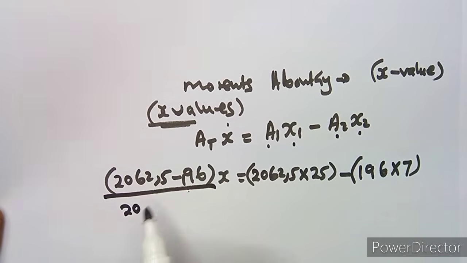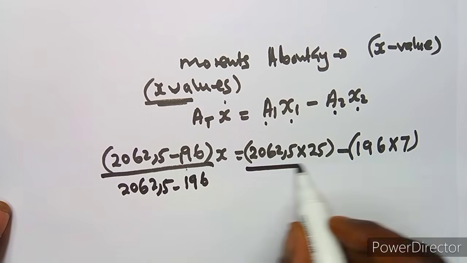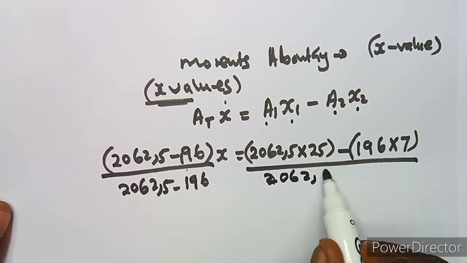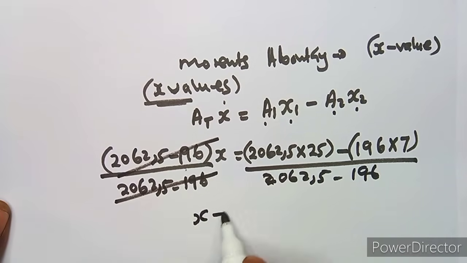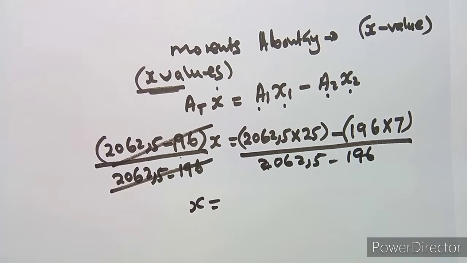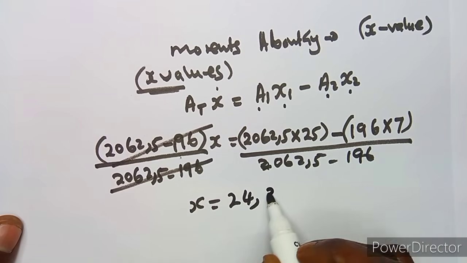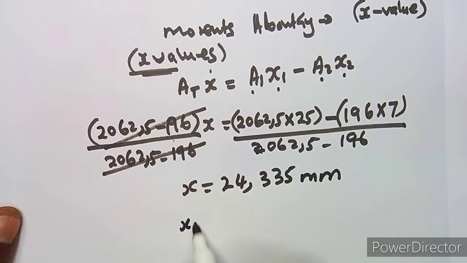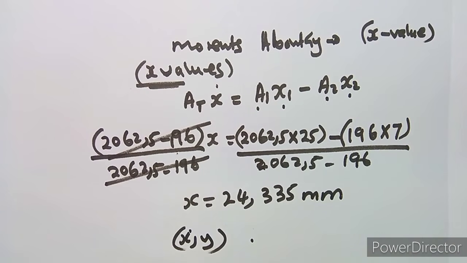To divide with the bracket, 20,62,5 minus 196. You divide also here, which is 20,62,5 minus 196. So definitely this will cancel. You've got your value of x. So that is what you're going to have, which is 24,335 millimeters. So definitely as a point xy, you do like what we did in the previous question, where you have to write this as a point or as coordinates.